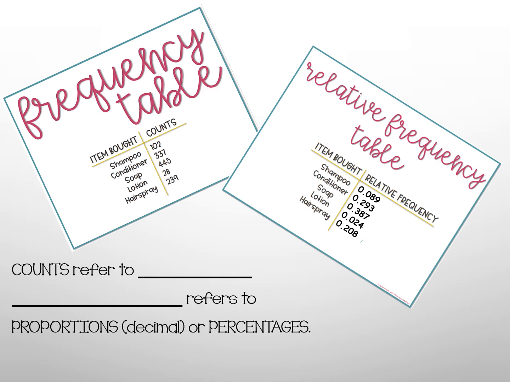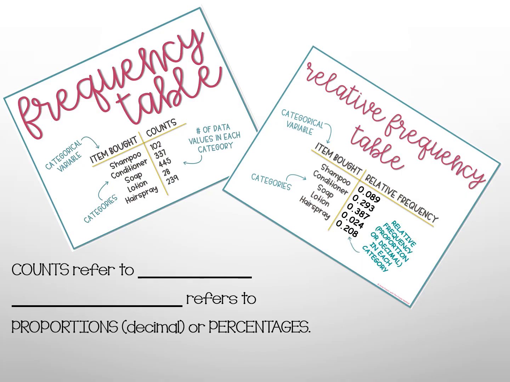Frequency table. In a relative frequency table, first of all, it uses a categorical variable. In this situation, it's the item bought. These are the categories: shampoo, conditioner, soap, lotion, hairspray. This is the number of data values in each category. That's counts or frequencies. On the right side graph, that's relative frequency. That's the proportion or decimal in each category. So count refers to frequency. Relative frequency refers to proportions, decimals, or percentages.